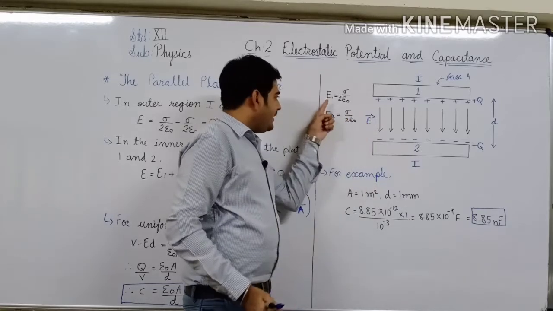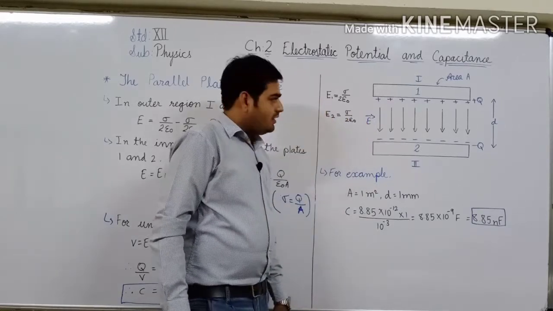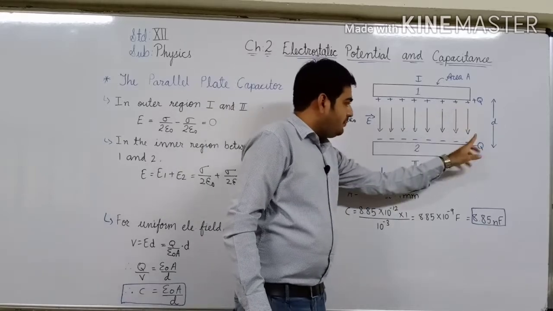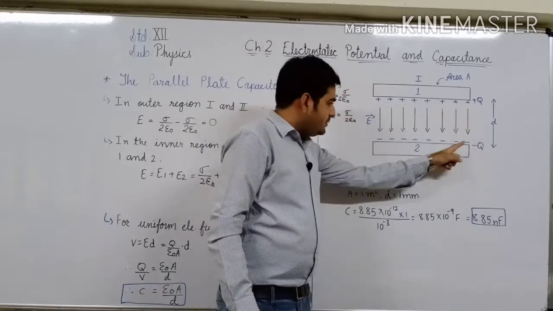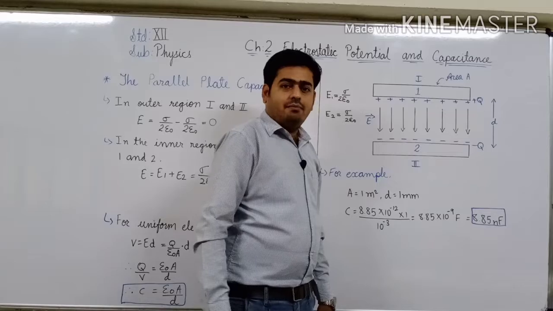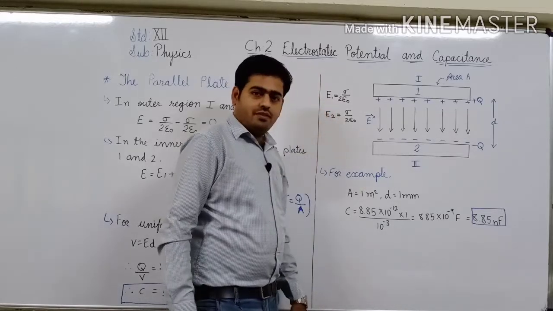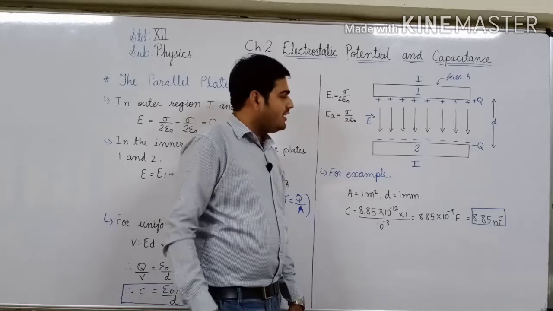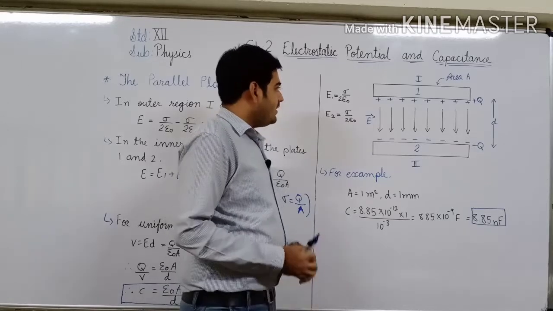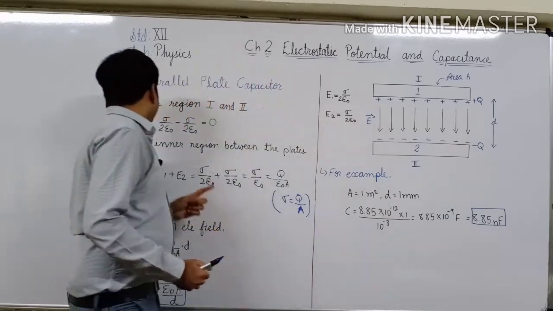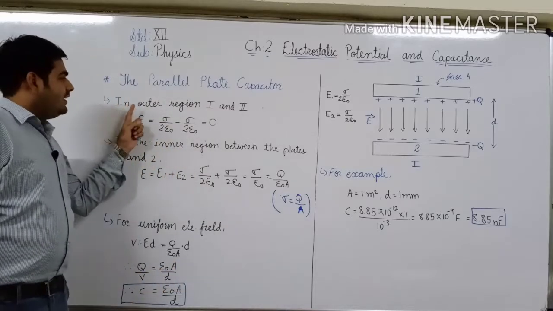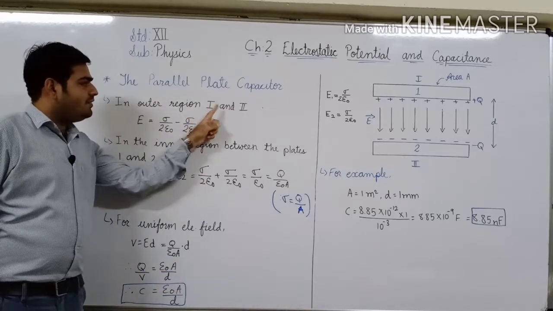Here we have taken magnitude plus q, minus q charge. Due to this minus q charge, we should take minus sigma. But here we have taken magnitude E1 and E2. When we see direction, at that time we have to take minus. Okay. Now first let me find the electric field in outer regions 1 and 2.